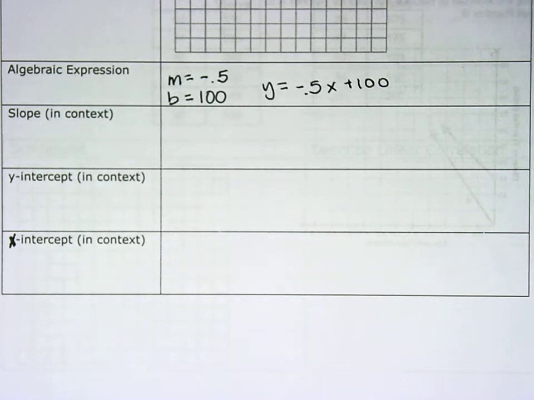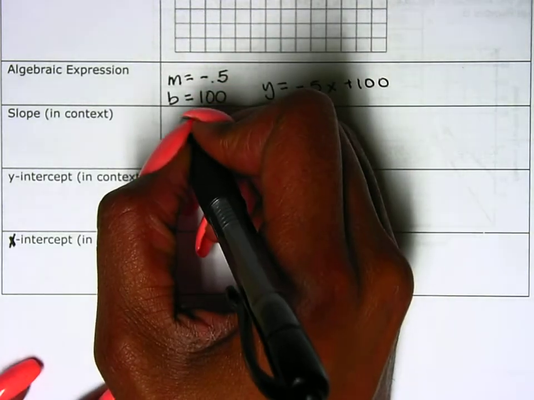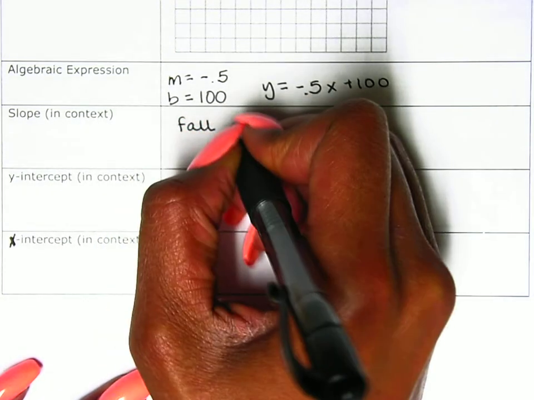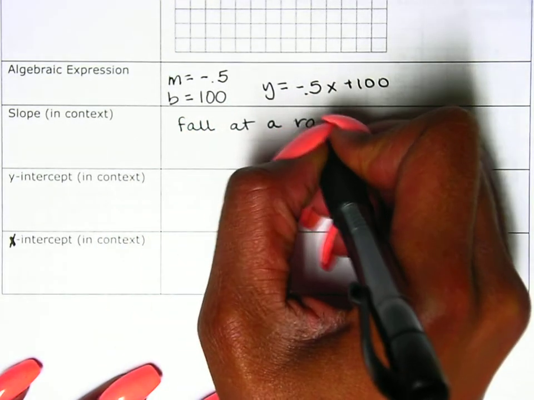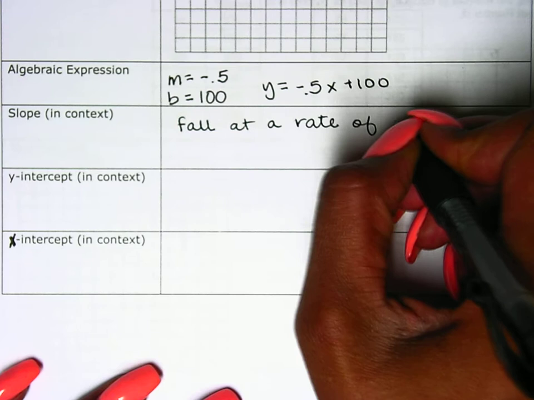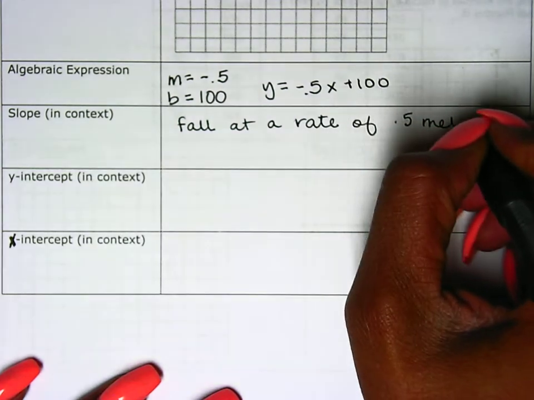Now, we just talked about slope. What does the actual slope mean in the context? Well, it means that we're falling at a rate of 0.5 meters per second.